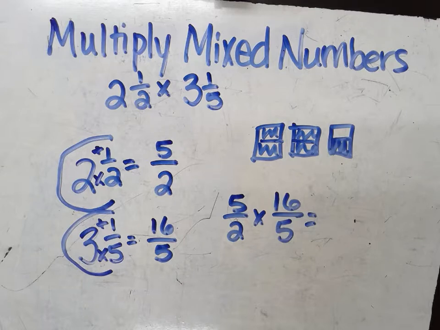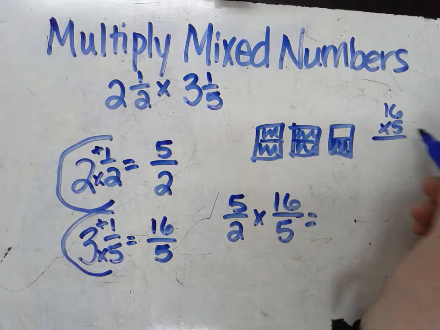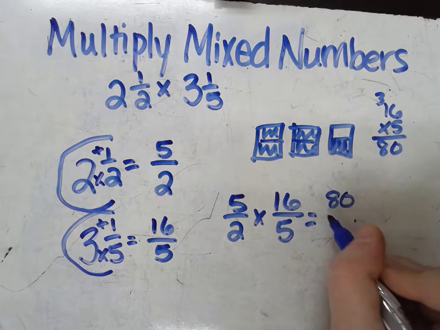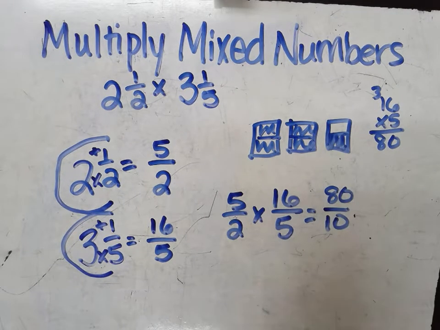16 times 5. 5 times 6 is 30. 5 times 1 is 5, plus 3 is 8. So that'll give me 80 tenths, because I multiplied 2 times 5 to get 10.